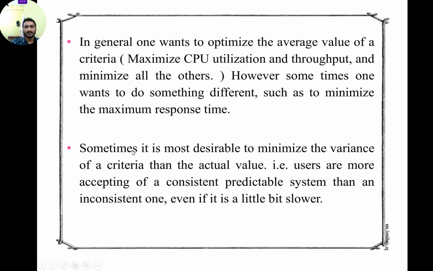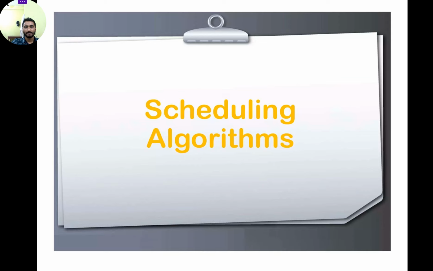But sometimes it is more desirable to minimize the variance of a criteria than the actual value. That is, a user wants a consistent, predictable system rather than an inconsistent one, even if it is a little bit slower. So it depends upon the choice of the user; according to user choice, a user can select the type of CPU scheduling, whichever algorithm suits him.